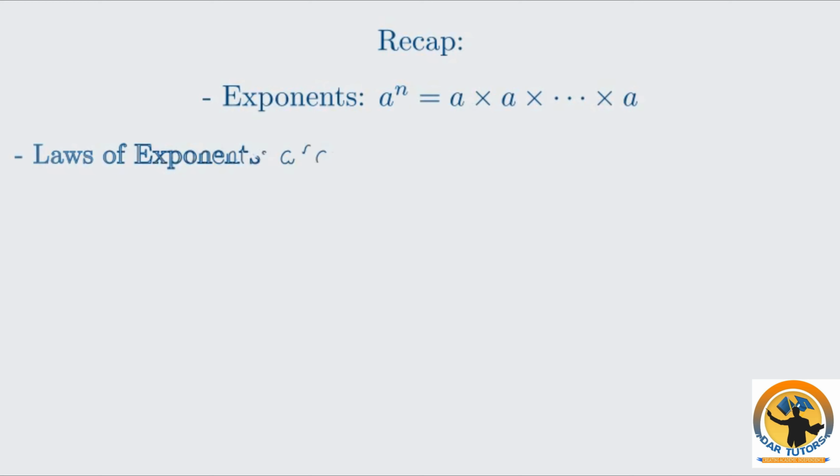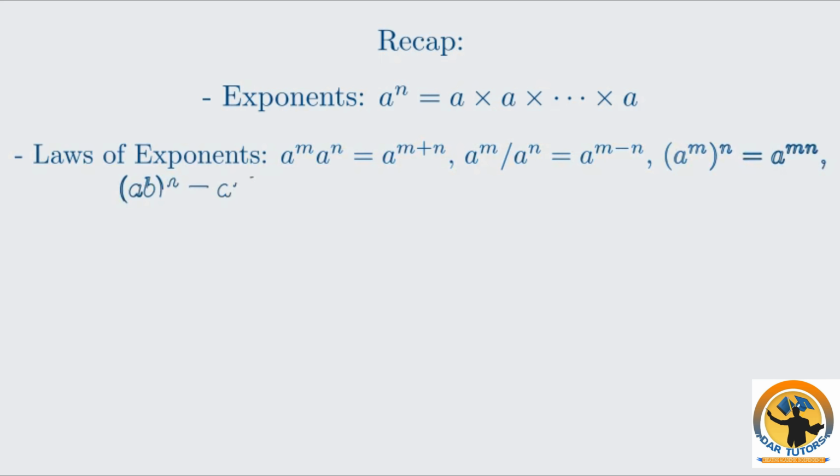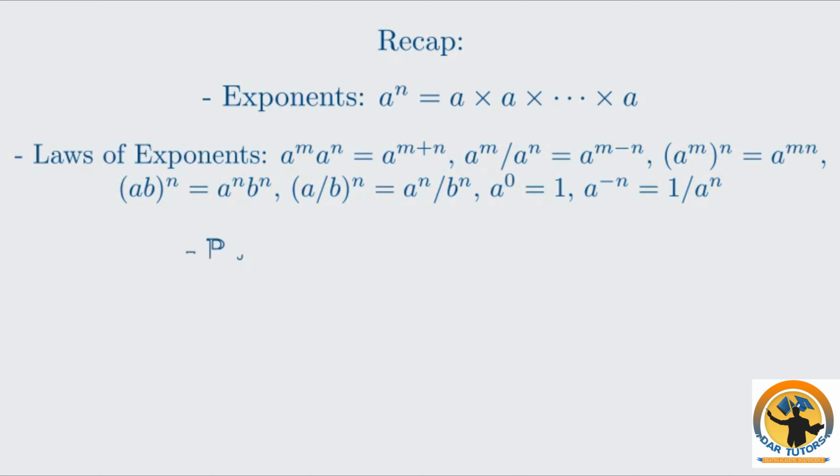Let's recap what we've learned today. We started by defining exponents as a shorthand for repeated multiplication, with a base and an exponent. We then explored the 7 fundamental laws of exponents, which are essential tools for simplifying expressions. These laws cover multiplication, division, powers of powers, products, and quotients, as well as the special cases of zero and negative exponents. We extended this to rational exponents, showing that a to the power of m over n is equivalent to the n-th root of a to the power of m. This connects exponents to roots.